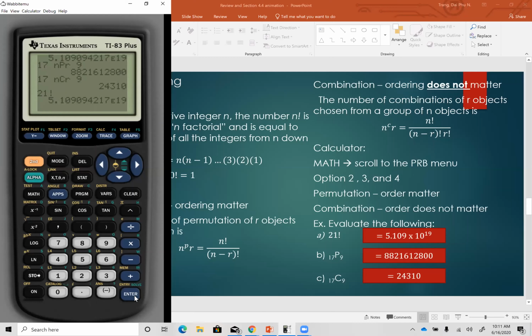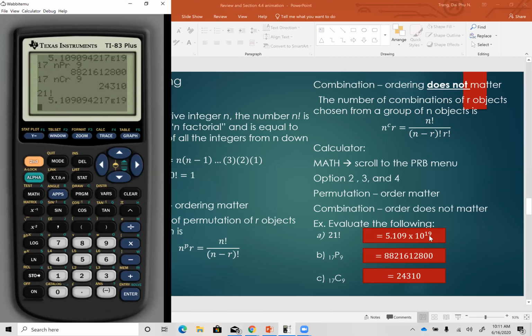Okay, so I got the first number, 5.109, but how did you get 17? Not 17, not 19. E to the 19 right here. Oh, okay. 10 to the 19, which is E, which basically tells you that it is raised to the 19 power. In terms of that, 10 raised to the 19 power means you move the decimal 19 times.